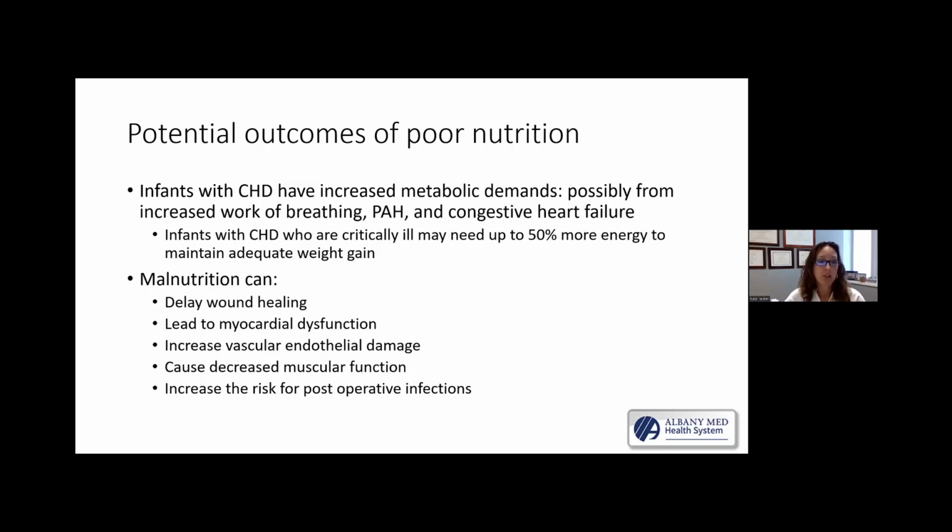So in addition to just issues with weight gain, malnutrition can also delay wound healing. So postoperatively, when they have an open sternotomy, that can be a problem. They can lead to myocardial dysfunction. It can increase vascular endothelial damage and cause decreased muscular function. So this really overall leads to increased risk for postoperative complications and infections.